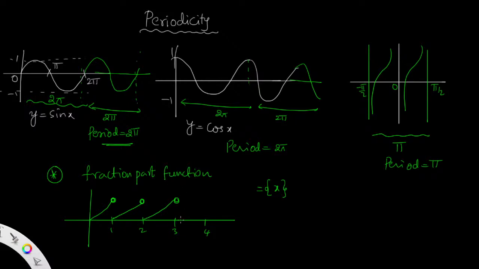So similarly, the length of each interval is 1 unit. Therefore, the period of the fractional part function is 1 unit, and the same graph repeats, so it is said to be a periodic function. We can say that the graph of a periodic function repeats after a fixed length of the interval, and that is the periodicity of the function. Okay, so write down the definition for this.